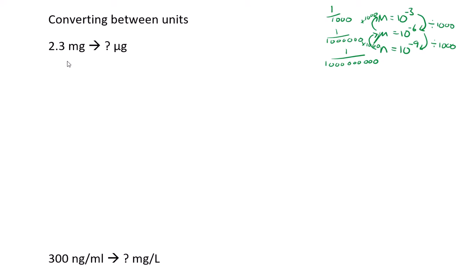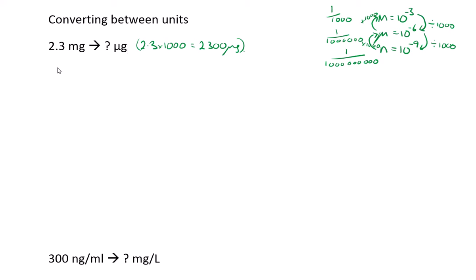Okay, so if we want to go from 2.3 milligrams to micrograms, one way of doing it is just to look at this and say, well, there's 1,000 micros in a milli, so that's got to be 2.3 times 1,000, which is 2,300 micrograms. So you could just go straight to the answer like that.